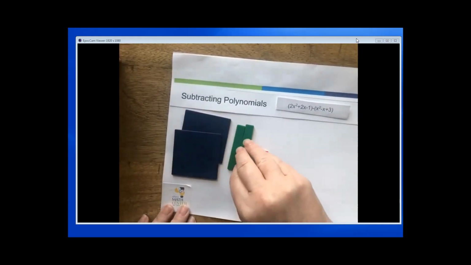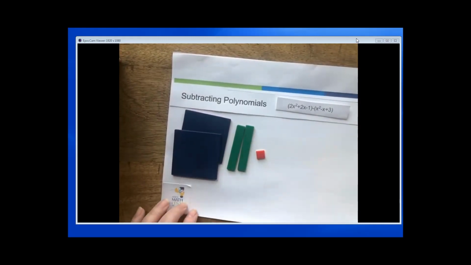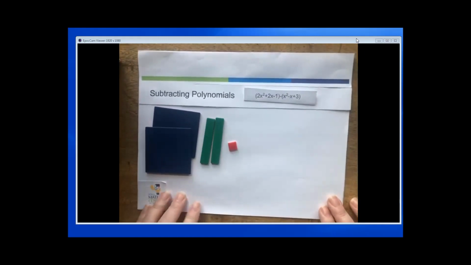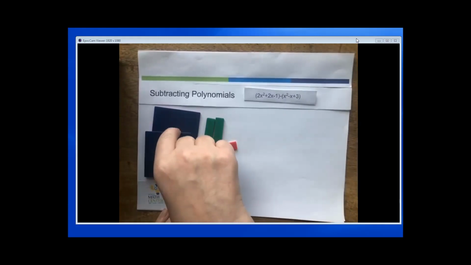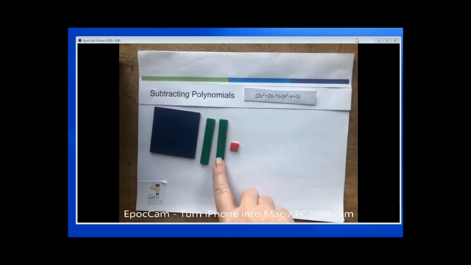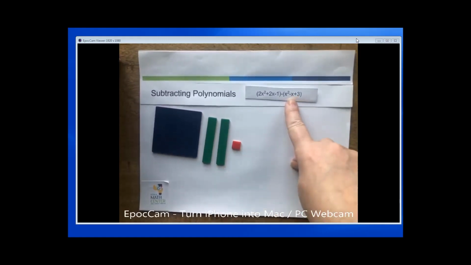2x squared, 2x minus 1. So if I was going to think about removal or take away in this example, I could take away an x squared. I could take away an x, but I wouldn't be able to take away a positive 3. But you can take away a negative x. Oh, and I can't take away a negative x. You're right. So in this case, thinking of this as removal or takeaway isn't going to work.